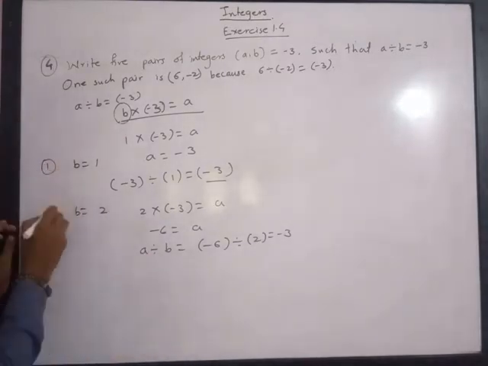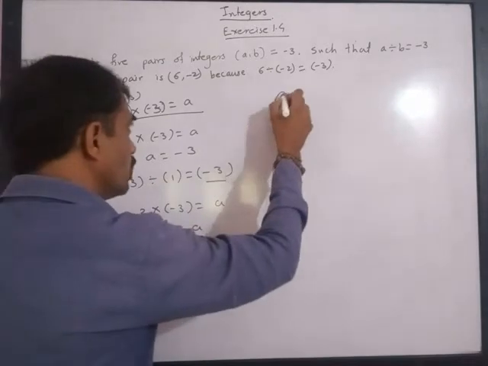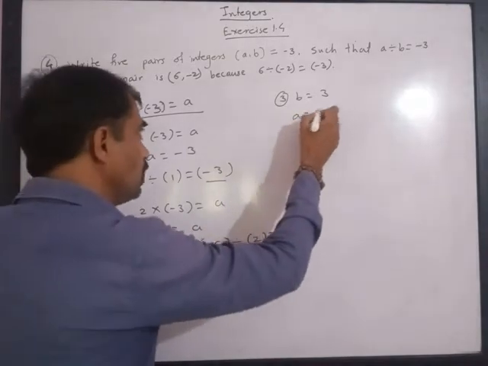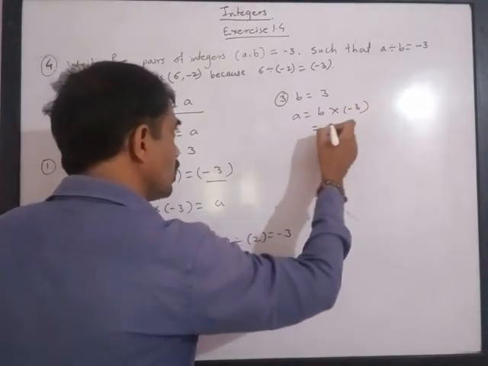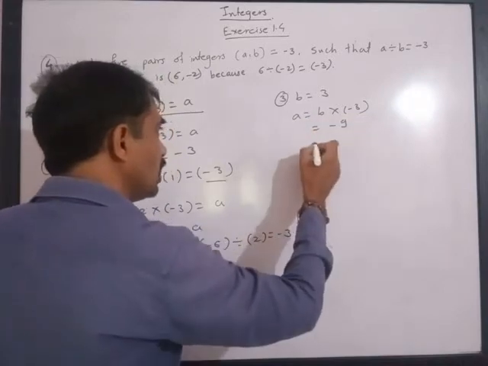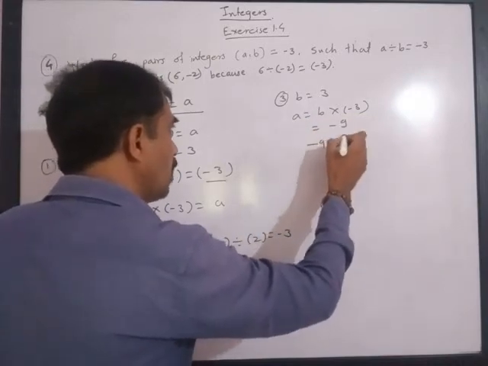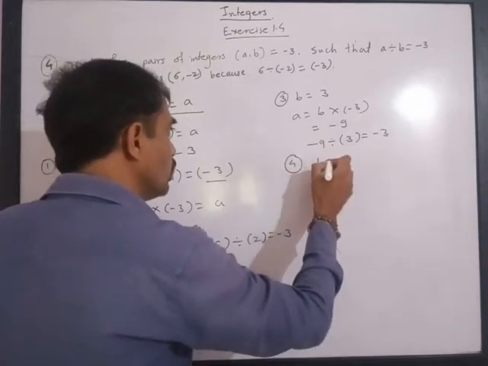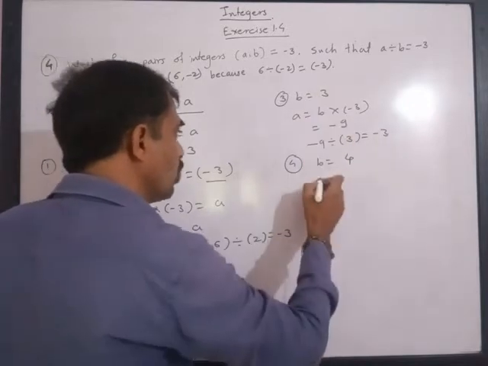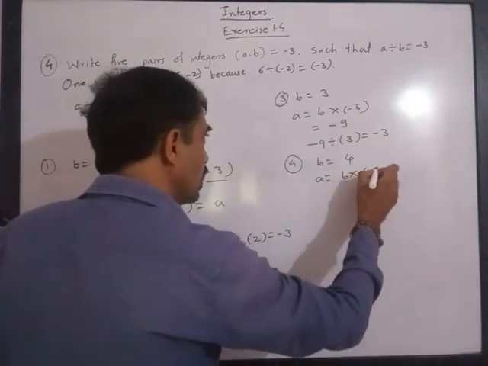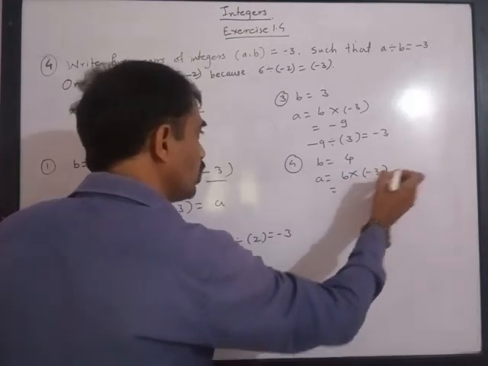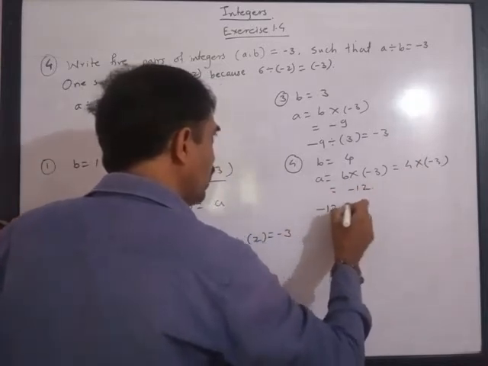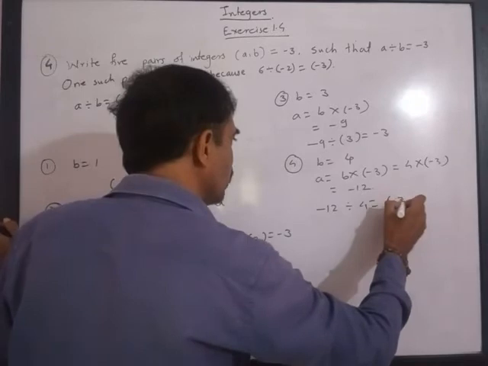Now you can take b's value. This is the first value, this is the second value. You can take the third value, b is equal to 3. If you take b is equal to 3, you will get a is equal to b into negative 3. So this is equal to negative 9. Let us check: negative 9 divided by 3 is also equal to negative 3. You can take the fourth value, b is equal to 4. Then a is equal to b into negative 3, that is 4 into negative 3, which is negative 12. So negative 12 divided by 4, again the answer is negative 3.